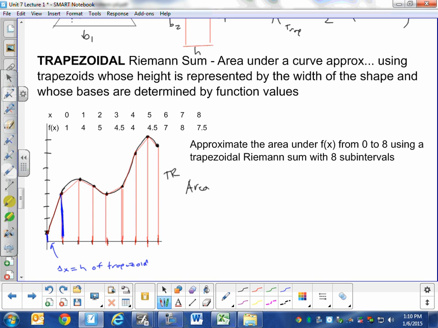So this is a trapezoidal Riemann sum. Area is approximately, well, we can start by going 1 half times the width of 1, which is our height, times the bases. And then we'll have 1 half the next base. So this is 4, the next one is 5. And then the third one would have one base, which is 5, and then the next base is 4.5. This is 1/2 times 1, really. And we can continue this all the way until we get to the last one. That's 8 plus 7.5. Okay, it's a lot of calculations, but there's a shortcut.